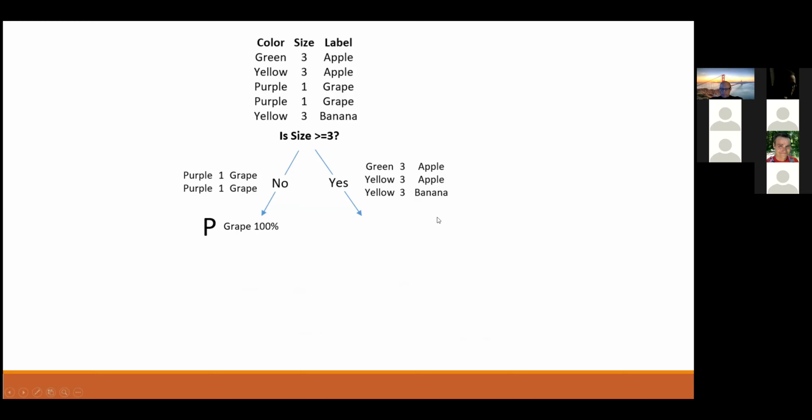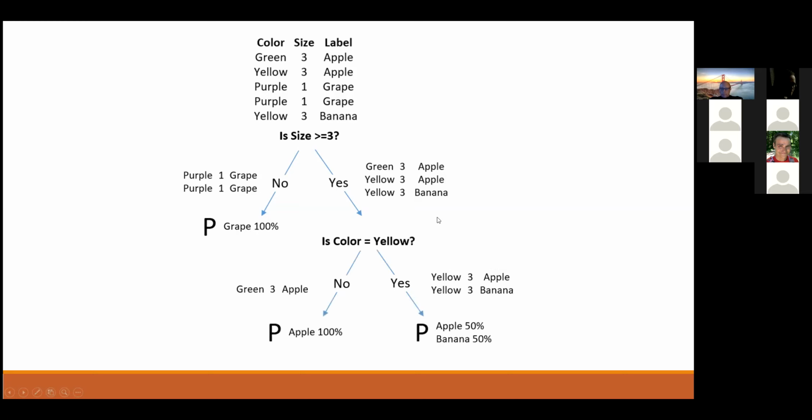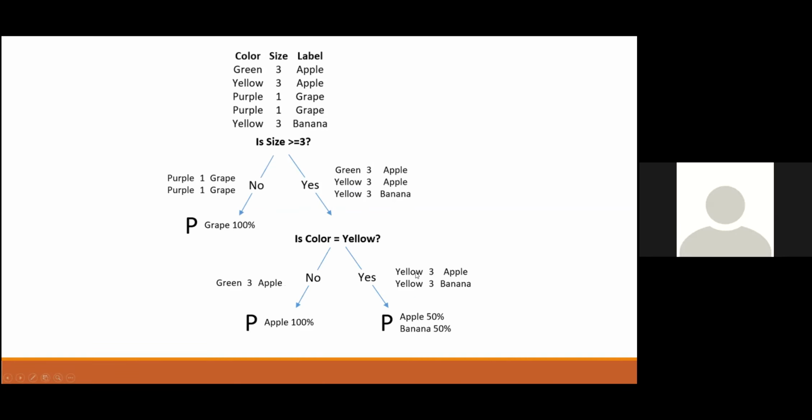So we can ask another question, and that is, how about color? Is color yellow? And if it's not, then we know with 100% probability that we've got an apple. And if it is, well, then we don't. There's really no other questions we can ask, and there's no other data we can compare to in this particular data set. So the computer essentially just flips a coin since it really doesn't know.